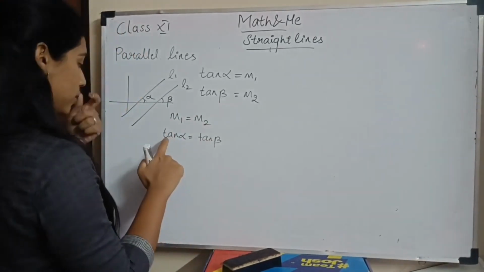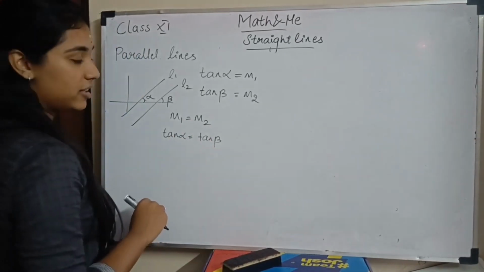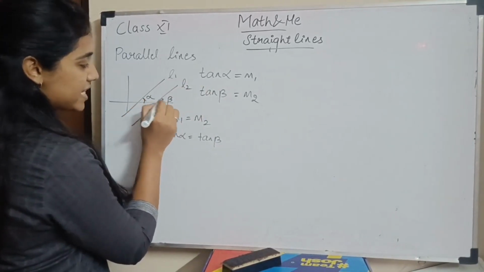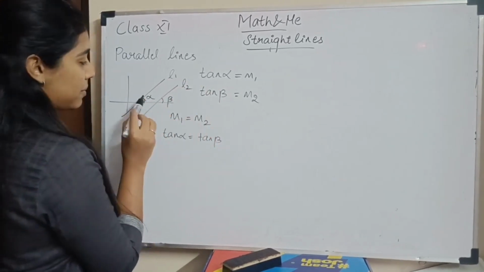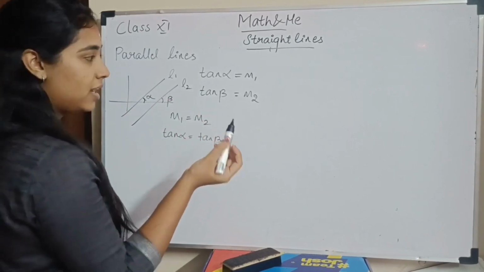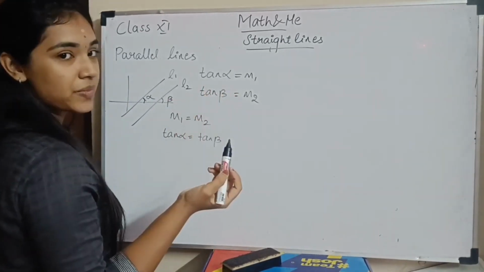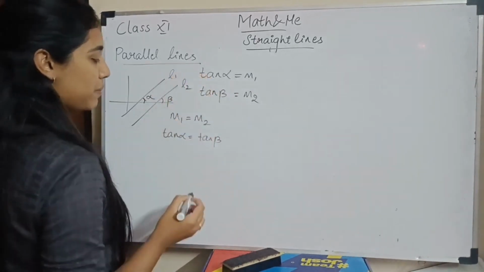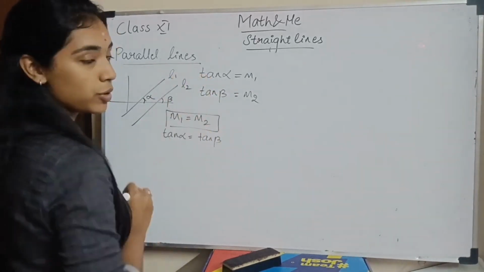How do you know that? Why is tan alpha equal to tan beta? You know that when 2 lines are parallel, the angles made by them are corresponding angles. So ultimately alpha is equal to beta. They make the same angle. When they make the same angle, tan theta is also the same, which means that the slopes are equal. So when you have parallel lines, M1 is equal to M2. It's very important.